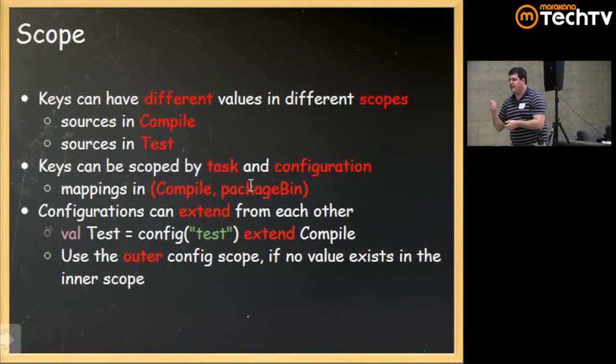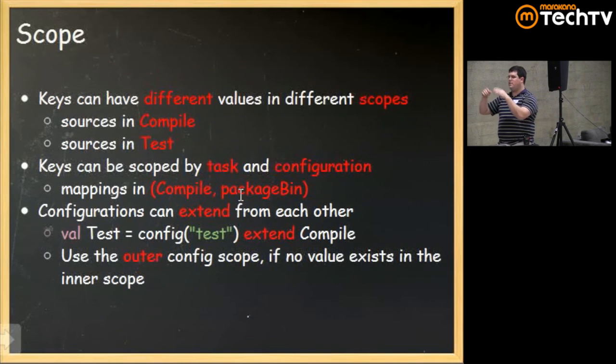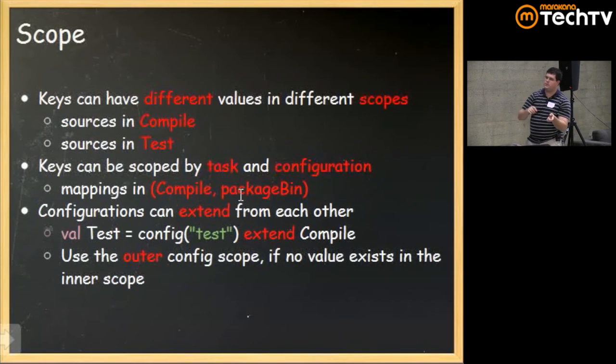packageBin is a task. That is the task that will package up your jar and all your classes. So mappings in Compile, packageBin refers to all of the class files that will go into your jar and the resulting location in your jar. Not just your class files, it's also your resources, right? It's everything that gets packaged in your deployment jar. Mappings in Compile, packageDoc refers to all of the HTML files and CSS files and things that end up in your Scala doc jar, which I believe is called Java doc because Maven's fun. They don't want us to rename it.